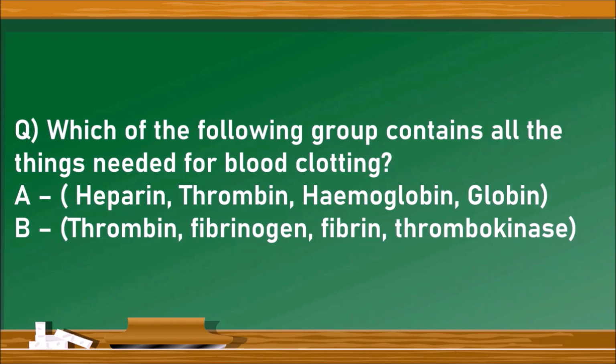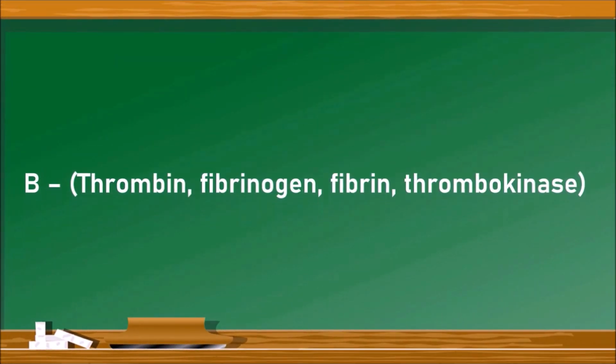Group A contains substances such as heparin, which does not allow the blood to clot in the blood vessels. Thrombin is involved. Hemoglobin is a pigment that gives red color to the blood and helps in transportation of oxygen and carbon dioxide. Globin is a part of hemoglobin. So this is not the group related to blood clotting particularly. Let us see group B. Thrombin, fibrinogen, fibrin, thrombokinase. All these substances are involved in blood clotting. Hence, the group related to blood clotting is group B.